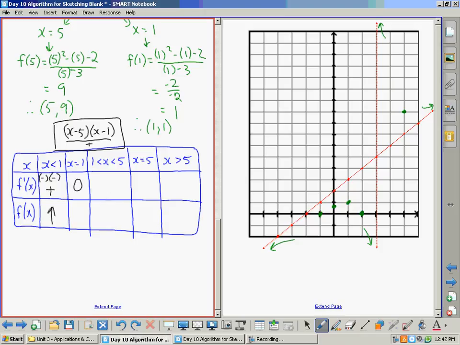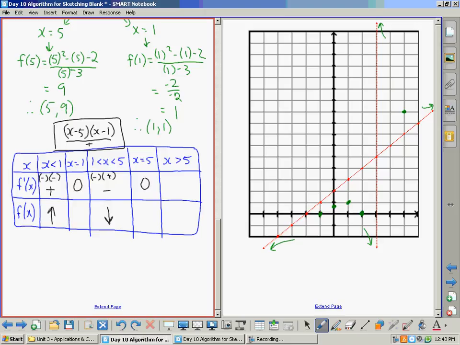Now we'll choose something between 1 and 5, so something easy. I'm going to choose 2. 2 minus 5 is negative. 2 minus 1, though, is positive. And the bottom, I don't care. So it's negative and positive, which is negative. And so the middle part's going down because the slopes are negative. And then again, when I put in the other critical point, I'm going to get a 0.